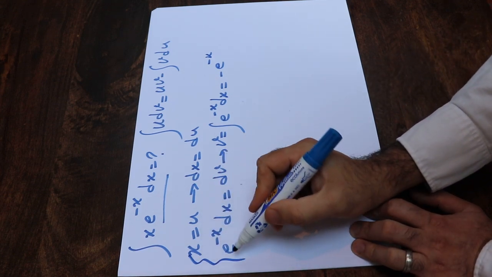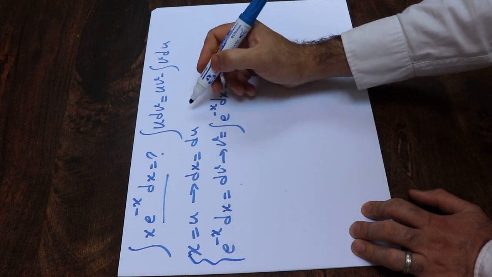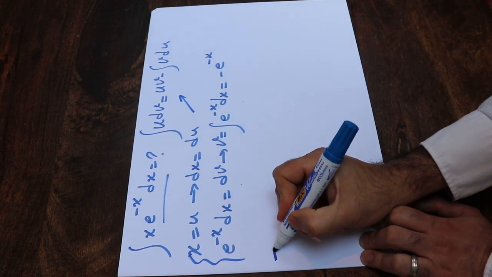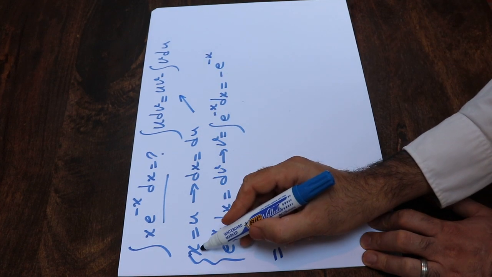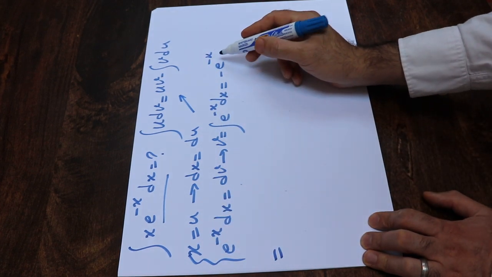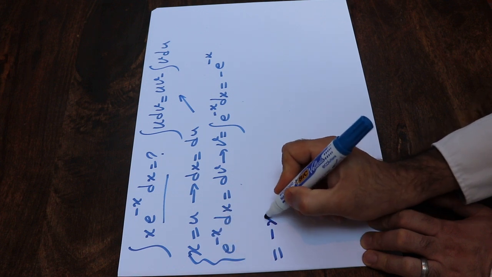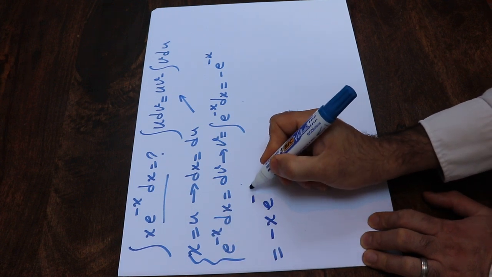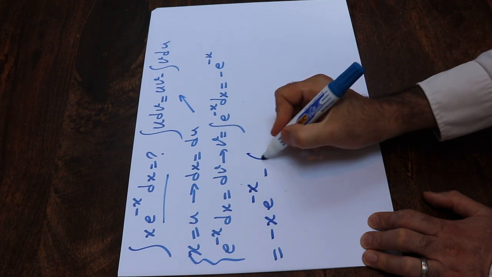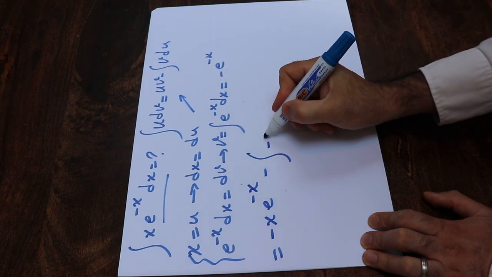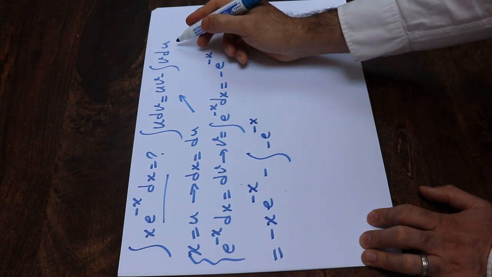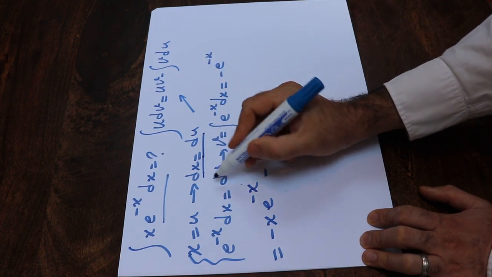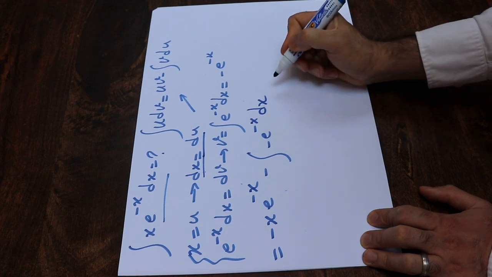In any case, now you need to substitute these equations into this formula. So this integral will be equal to u times v. U is x, v is minus e to the power of minus x. So uv will be equal to minus x e to the power of minus x, minus the integral of v, which is minus e to the power of minus x, times du, and du is equal to dx according to this equation. So I just write down here dx.